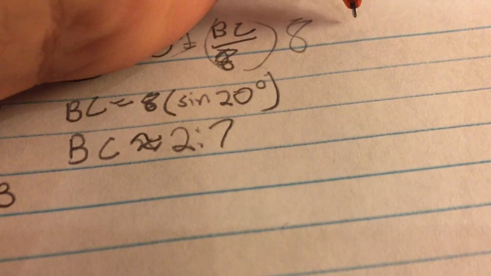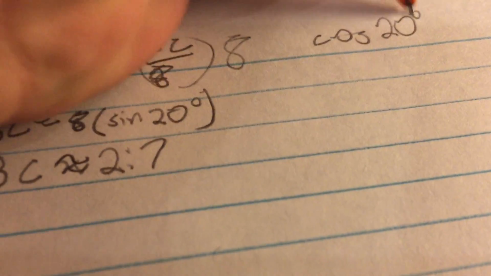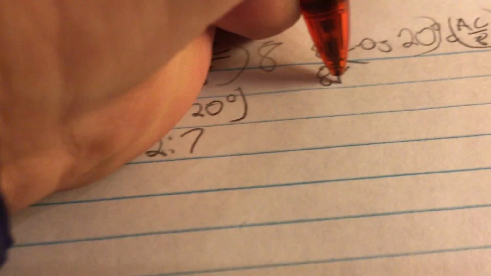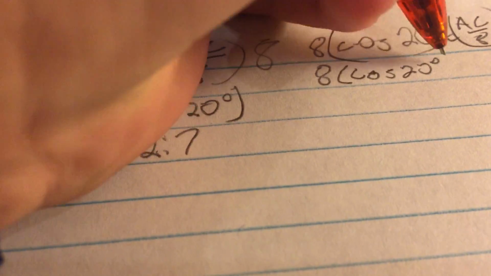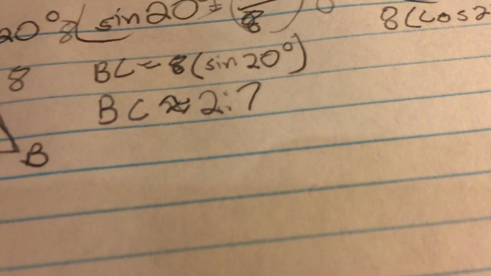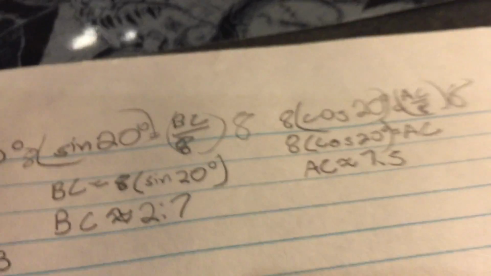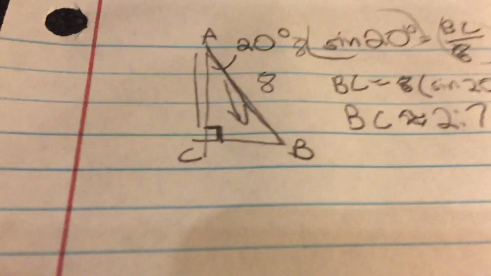And that's about 2.7. We're going to round to the nearest tenth because that's what we did in class. And then the cosine of 20 equals AC over 8. Multiply both sides by 8. I'm sorry, my handwriting is real messy right now. And that's about 7.5.